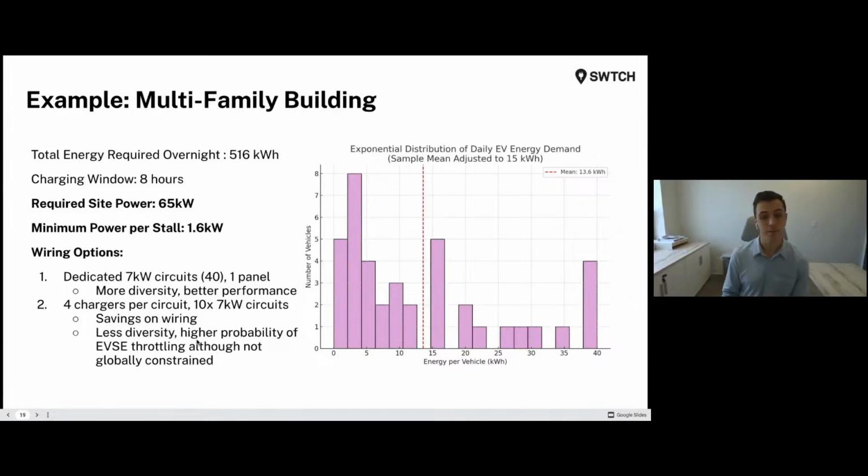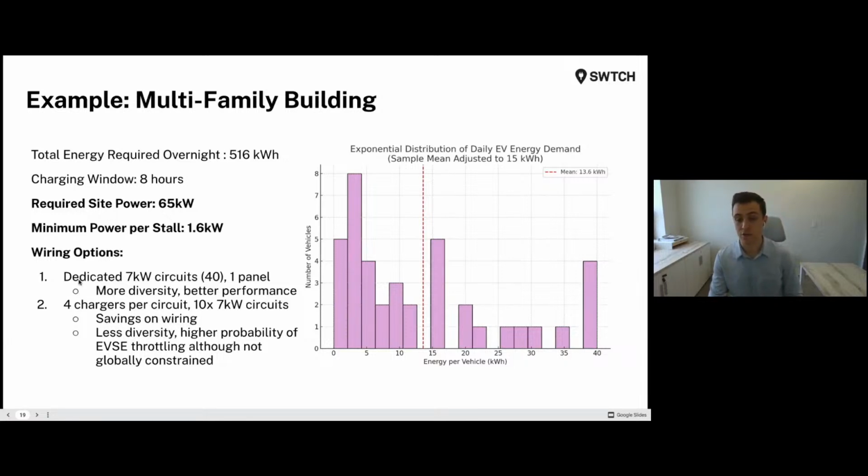The trade-off here is you've got less diversity, and a higher probability of the charger throttling, although the system is not globally constrained. What I mean by that is, let's say me and my neighbor happen to be on the same circuit and we both happen to be higher mileage drivers. We would both be sharing that 40 amp circuit, getting 16 amps each, although the system is not constrained. So that's the trade-off where you might have drivers experiencing a load managed charger, although globally you've got spare capacity. In this case, the bottleneck is actually the circuit.